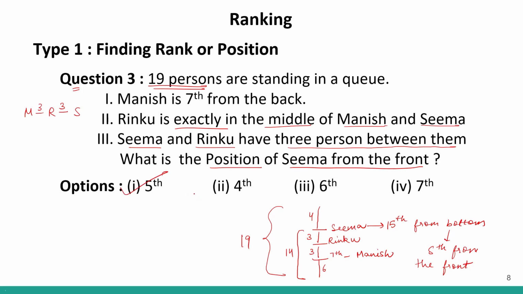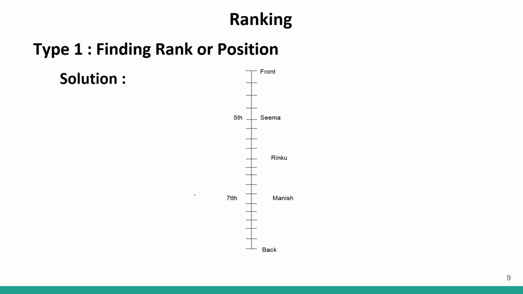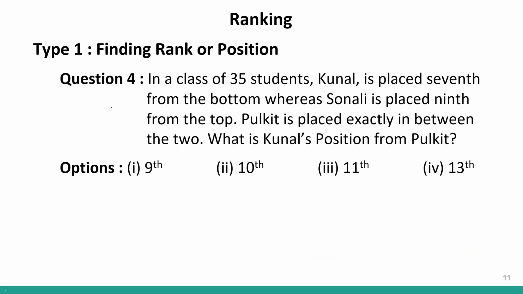Okay? Now, here is the solution. Question number 4. Let us start with question number 4. In a class, there are a total of 35 students. Kunal is placed 7th from the bottom. So we have 6 people and at the 7th position, we have Kunal. Correct? Sonali is placed 9th from the top. So we have 8 people and then we have 9th place Sonali.